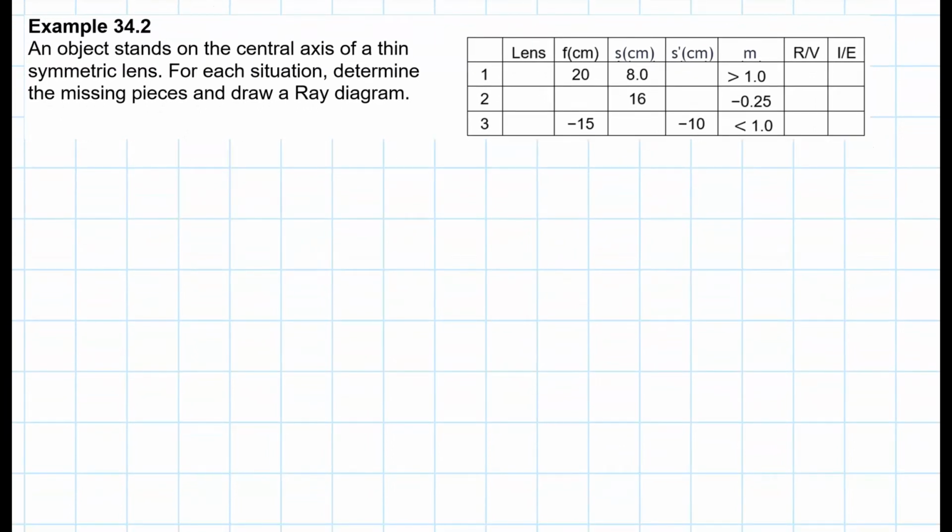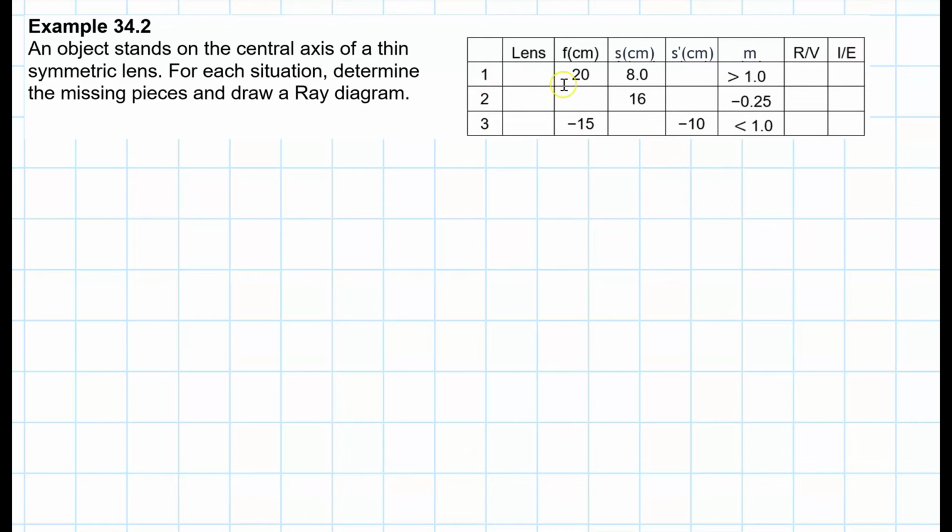Example 34.2. An object stands on the central axis of a thin symmetric lens. For each situation, determine the missing pieces and draw a ray diagram. So looking over here at the table, lens right here tells me that I have to determine what type of lens it is. Is it converging or diverging? The focal lengths, the object locations, the image location, the magnification, and then identify whether the image is real or virtual and whether it's erect or inverted.